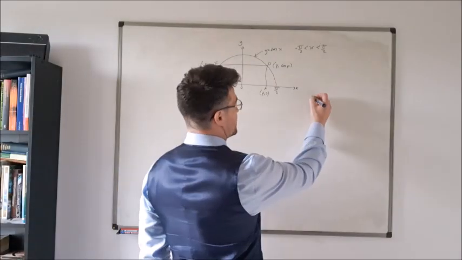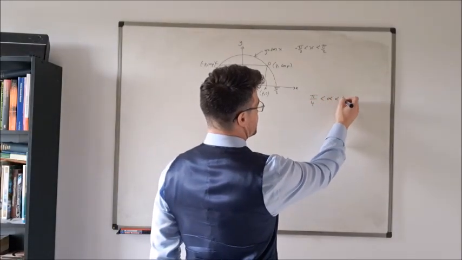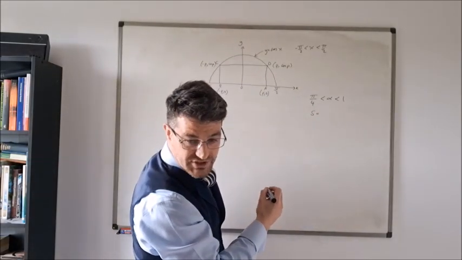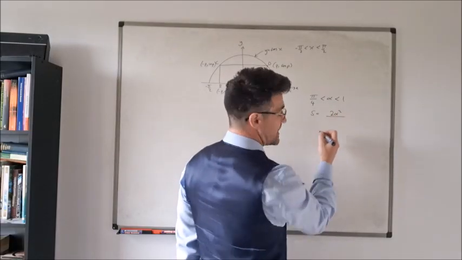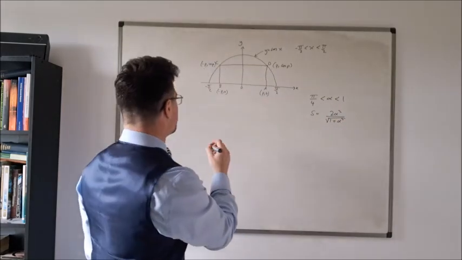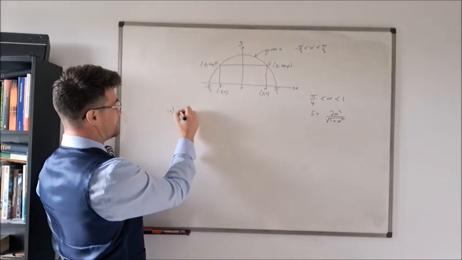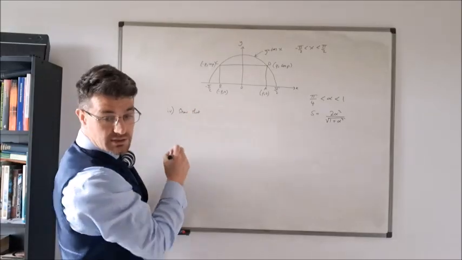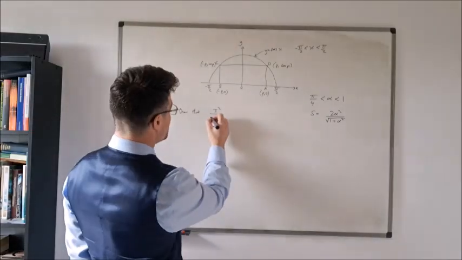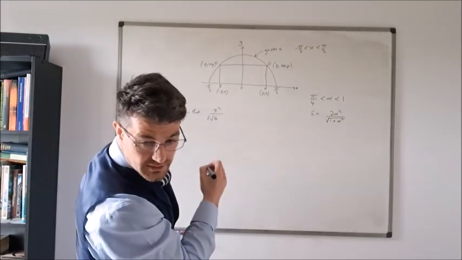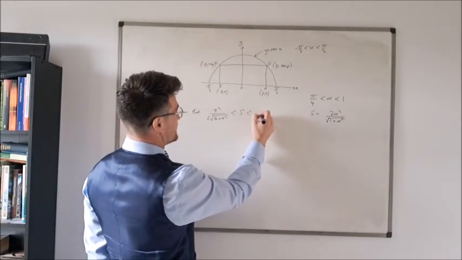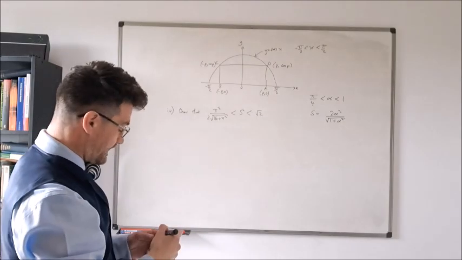So what we've already shown, we've shown that pi by 4 is less than alpha is less than 1. And we've shown that s is equal to 2 alpha squared over the square root of 1 plus alpha squared. Now we need to show, so this part 4, show that pi squared over 2 root 16 plus pi squared is less than s is less than the square root of 2. Okay.